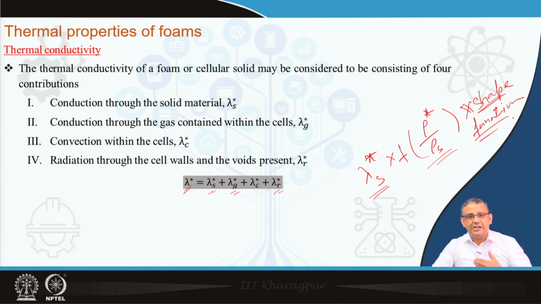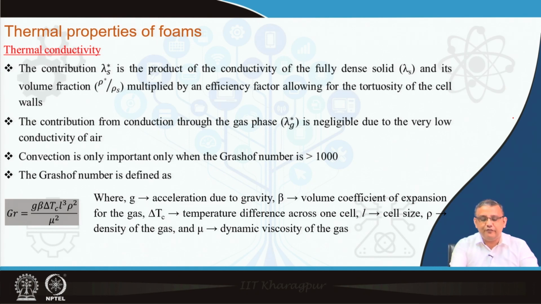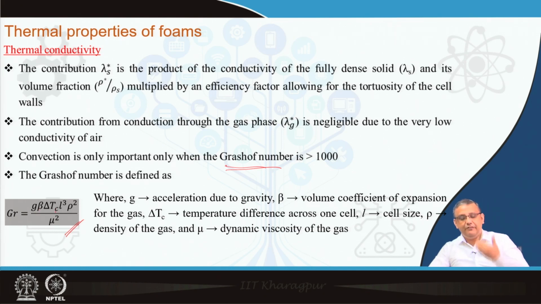The third term is the convection within the cells, which again depends upon the fluid flow. Whether convection plays a big role depends upon one parameter called the Grashof number. As you see over here, if the Grashof number is more than 1000, then convection through the foams plays a big role over the conductivity. This Grashof number is defined by this relation, where G is the gravitational acceleration, beta is the volume coefficient of expansion of the gas, delta T is the temperature difference, and L is the cell size.